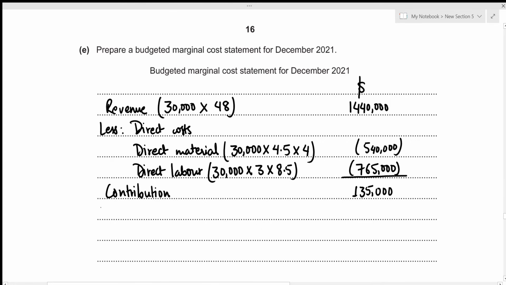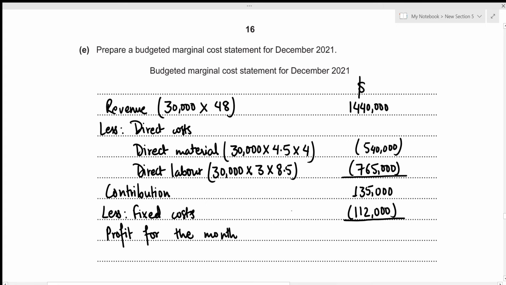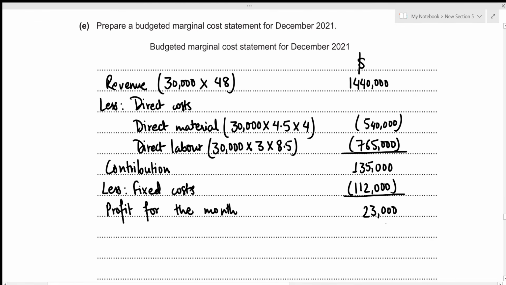Now we just need to subtract the fixed costs. So fixed cost is already given to be 112,000. We're just going to subtract this amount from the total contribution so that we get the profit for the month. So this is going to be 135,000 minus 112,000, which gives us the profit to be 23,000. This completes the fifth part. Let's move on to the sixth one.